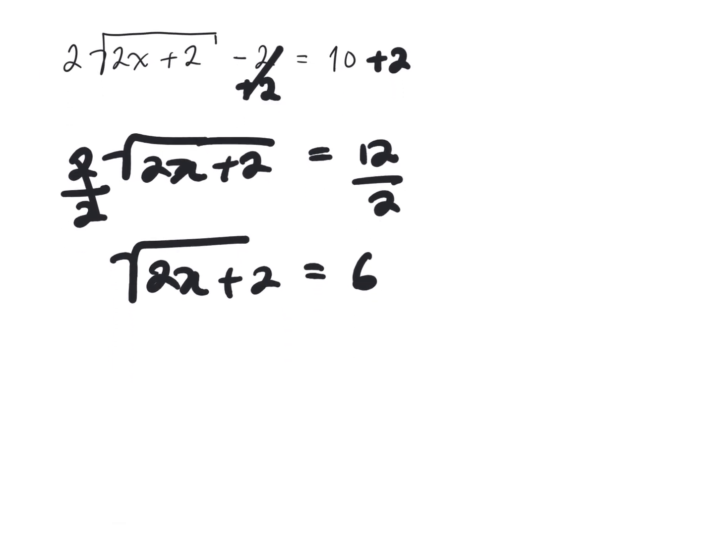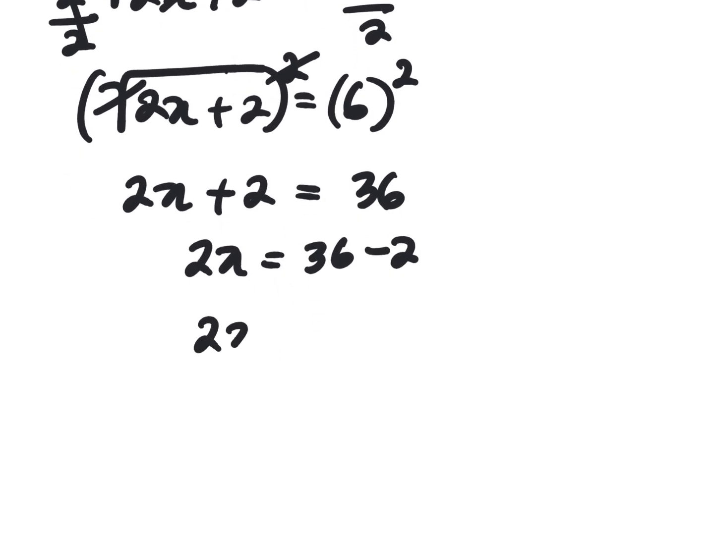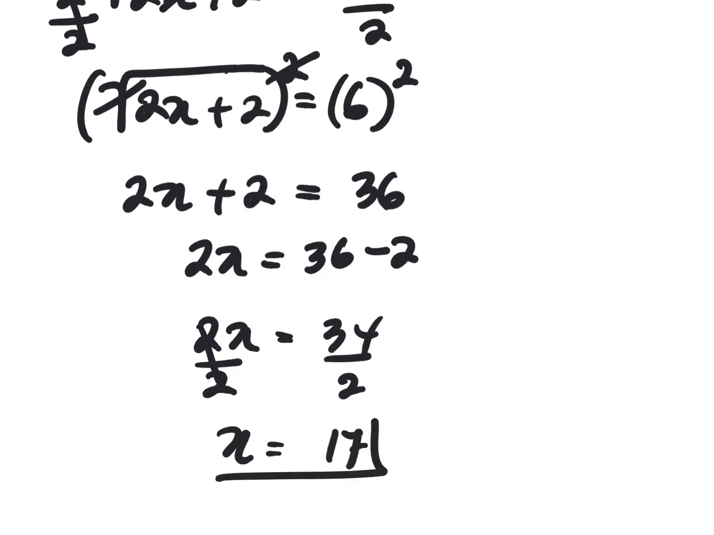Here, we're going to raise both sides to the power of 2, or square both of them, to cancel the radical. So what's left is 2x plus 2 on this side, and 6 squared is 36 on the other side. 2x is equal to 36 minus 2. So on this side, you're going to have 2x is equal to 34. And dividing both sides by 2, we're going to have x is equal to 17.